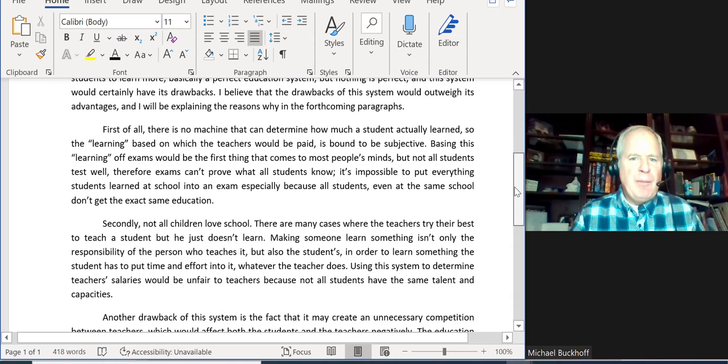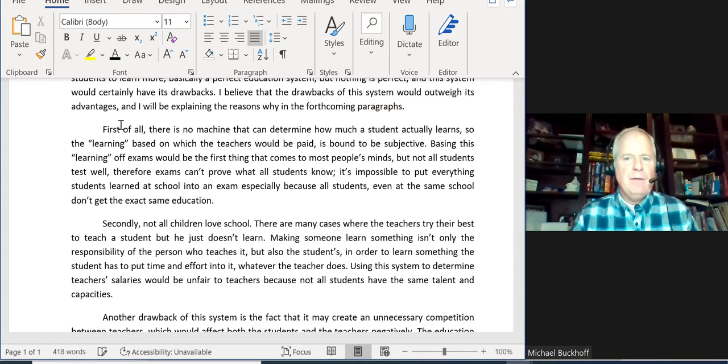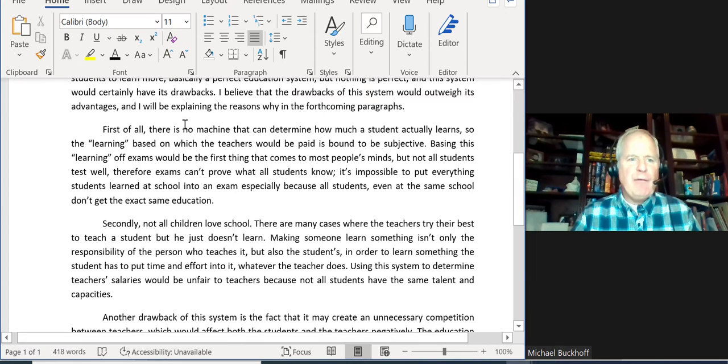Okay, let's take a look at one of the paragraphs for punctuation. There is no machine that can determine how much a student actually learns, and then so the learning based on which the teachers would be paid, and there's no need to have a comma here, is bound to be subjective. So be careful. In this case, you have the learning is bound to be subjective. So you don't want to put a comma after the subject there.